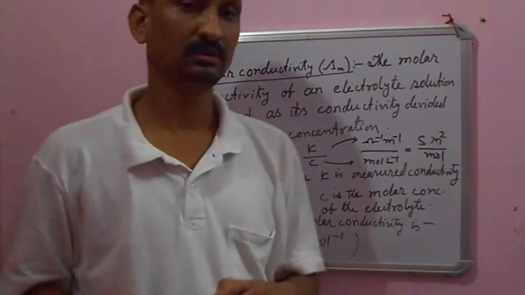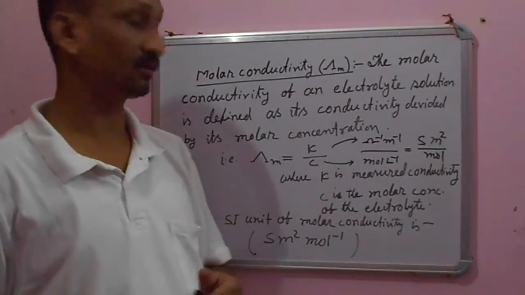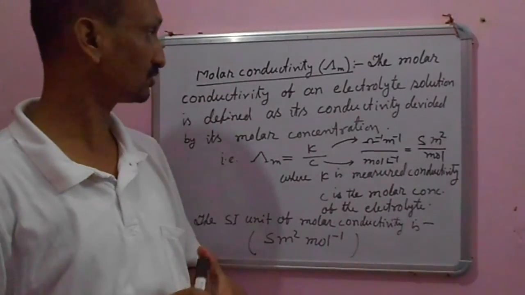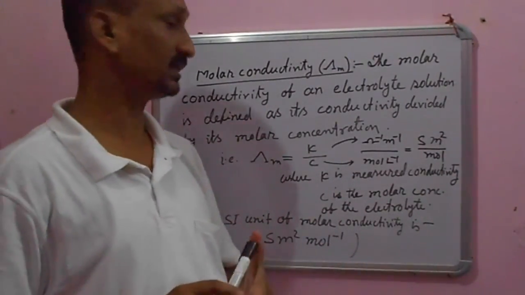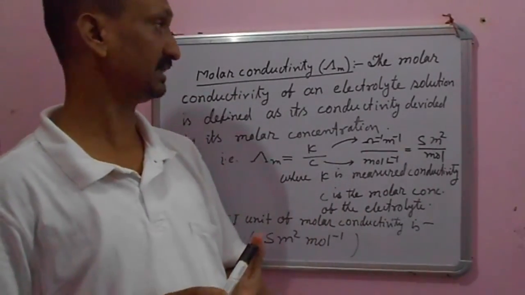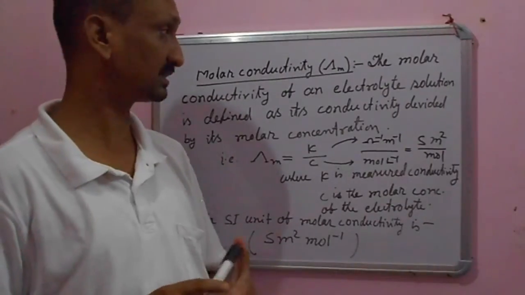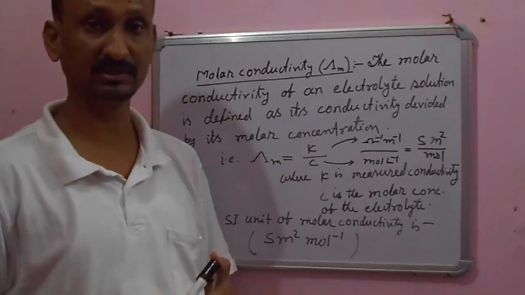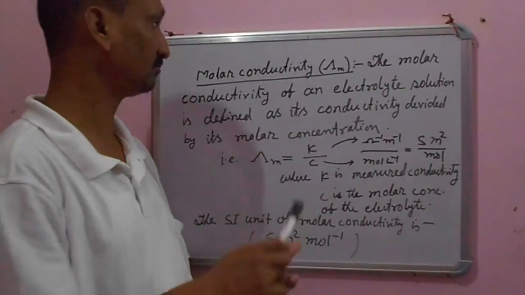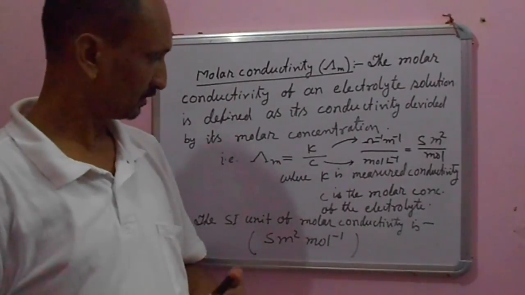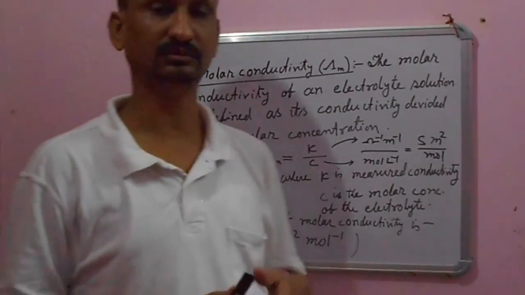So today we have seen the conductance of electrolyte solution. Here we have seen the definition of resistance, conductance, resistivity meaning specific resistance, conductivity meaning specific conductance, and molar conductivity. So this is for today. Thank you.